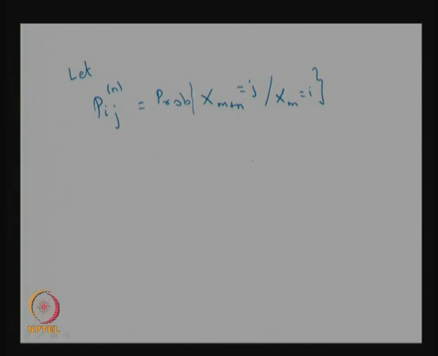Since the discrete time Markov chain is time homogeneous, this is the transition probability of the system moving from the state i to j from the mth step to the (m+n)th step. Therefore, this is the n-step transition probability matrix for the time homogeneous discrete time Markov chain. Let us start with the 2 step. The 2 step is nothing but the probability that the system is moving from the state i to j in 2 steps.